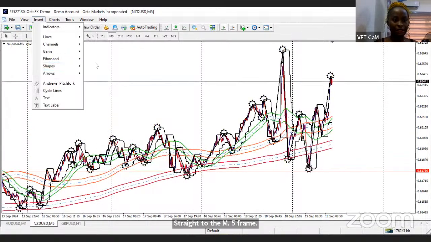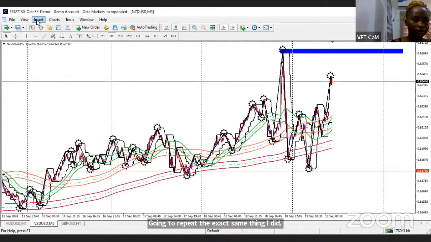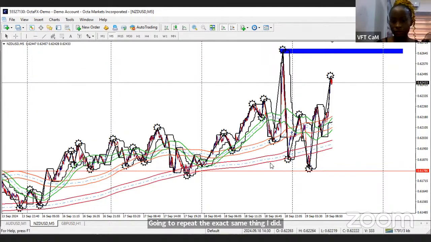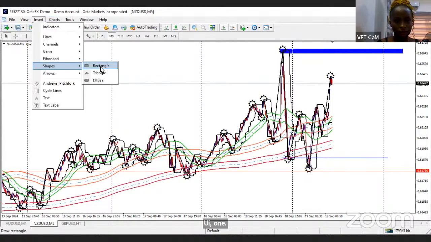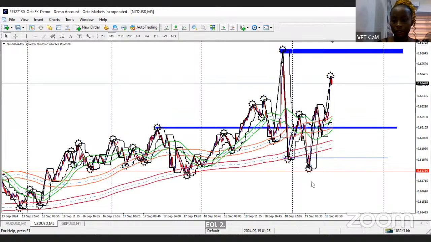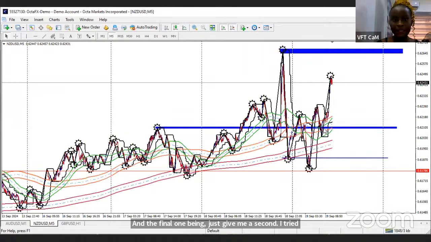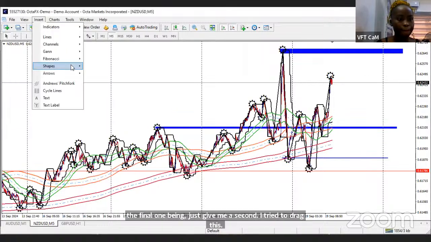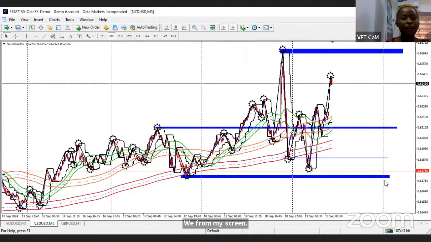Going to repeat the exact same thing I did. POI 1, POI 2, POI 3, and the final one being, just give me a second while I try to drag this away from my screen. Okay. So we now have our 4 major POIs on the 5-minute time frame as well.